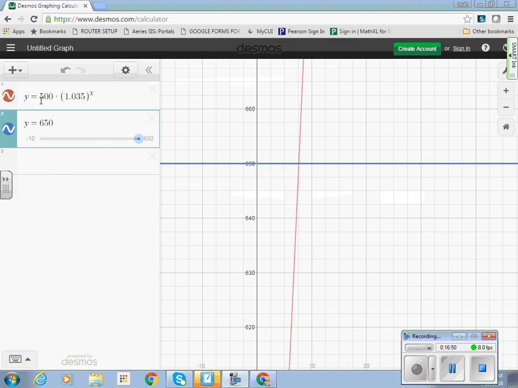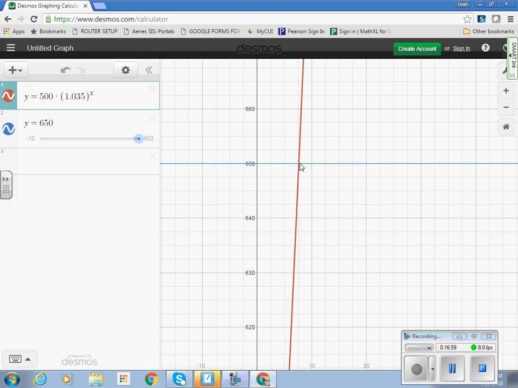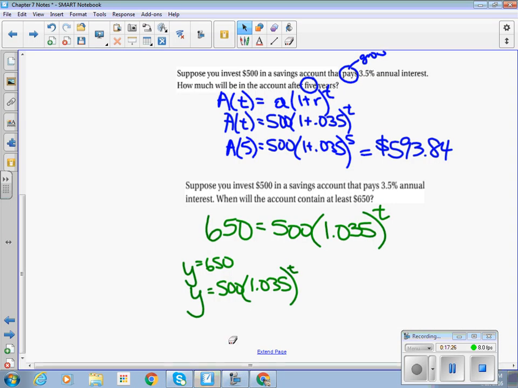All right, when you graph y equals 500 times 1.035 to the x and y equals 650, their intersection point is your solution. So, within year 7, you'll hit 650. So then you go back to the question. Please make sure you read the question carefully, because are they going to have you identify year 7 or year 8? So let's read what the question tells us.